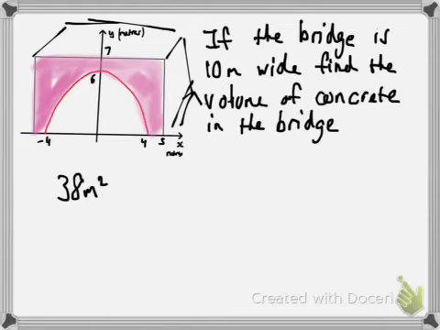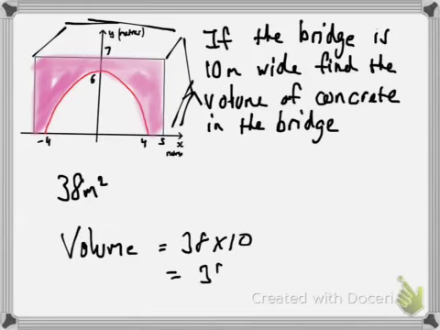So all we have to do there is multiply our 38, which is the area of our cross section, the pink area, multiplied by the width of the bridge. So volume equals 38 by 10 equals 380 cubic metres on this occasion.